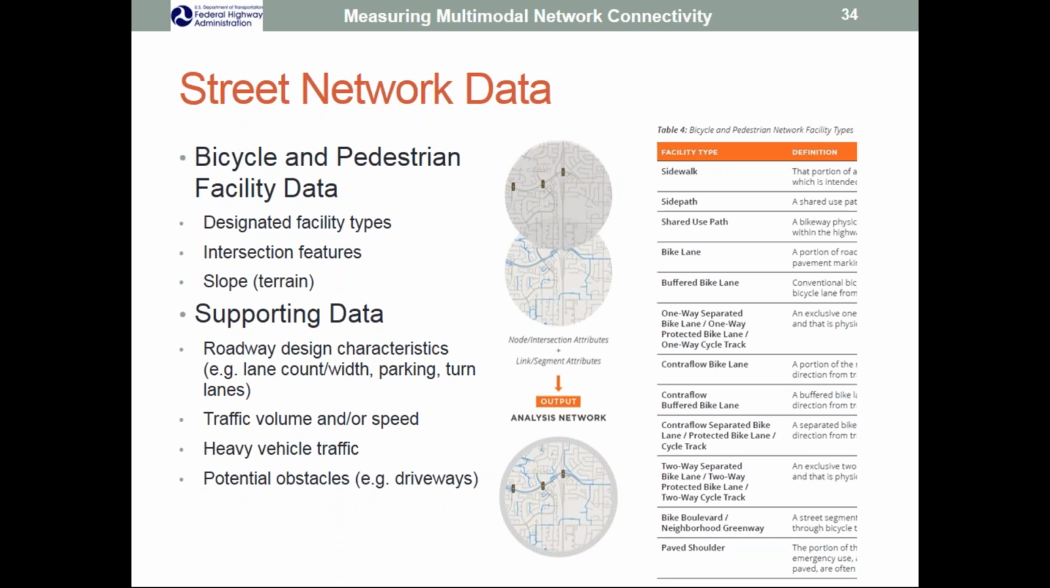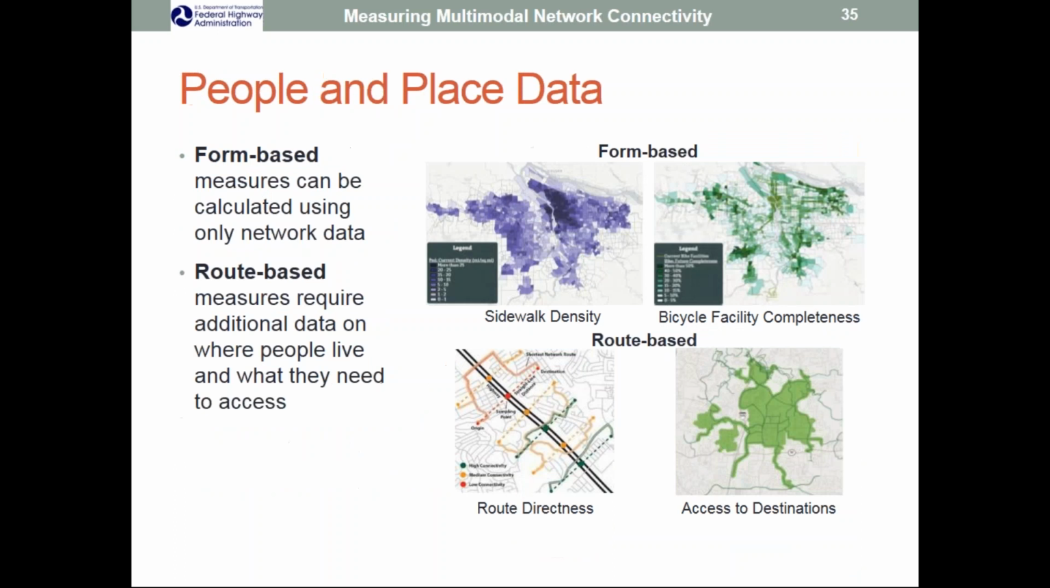As the poll question earlier illustrated, designated facilities aren't enough. If there's heavy traffic alongside or other barriers to connectivity, you need supporting data on design characteristics, traffic volumes, and speeds, and those sorts of things. There's also a distinction between two types of measure. The first we think of as form-based or potential connectivity, where you're just adding up all of the designated facilities in an area.